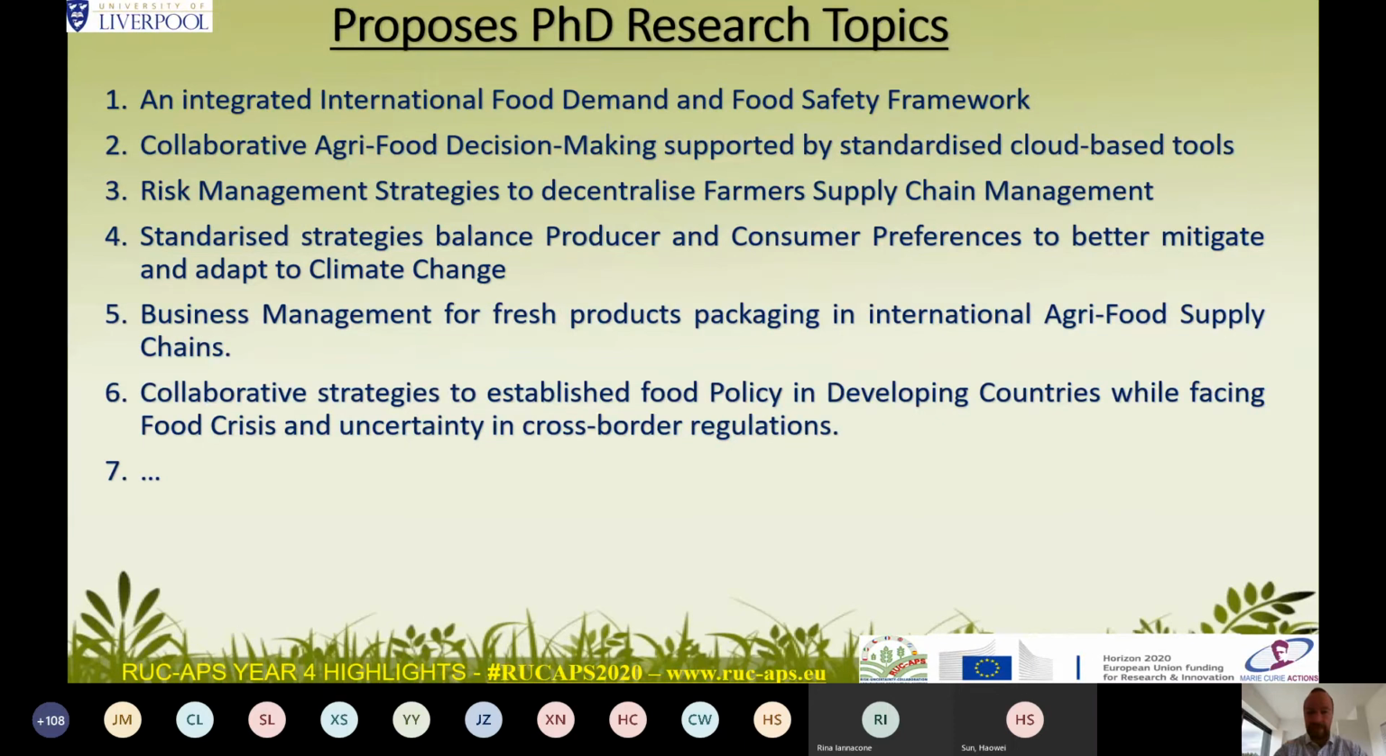Looking for several possibilities, especially with integrated international food demand and food safety framework, collaborative agri-food decision-making supported by standardized cloud-based tools, risk management strategies to decentralize farming supply chain management, standardized strategies balancing producer and consumer preference to better mitigate and adapt to climate change, business management for fresh product packaging and international agri-food supply chains, and collaborative strategies to establish food policy in developing countries while facing food crisis and uncertainty in cross-border regulations.